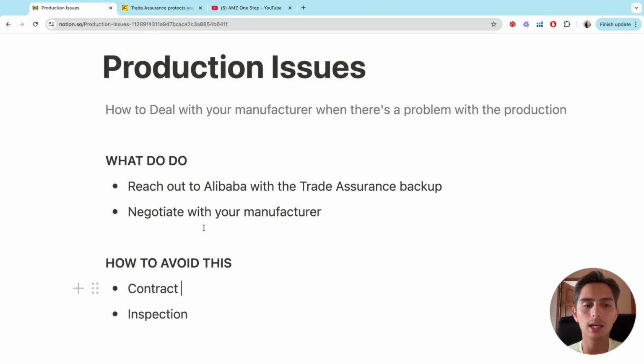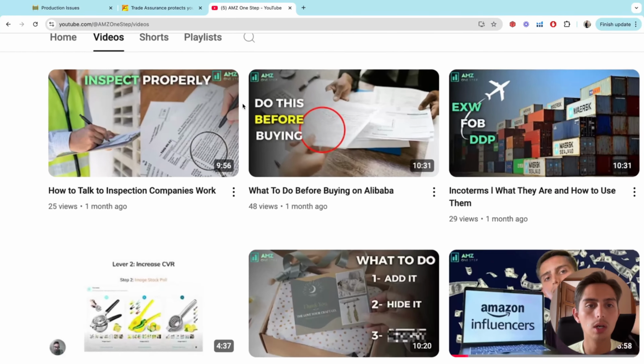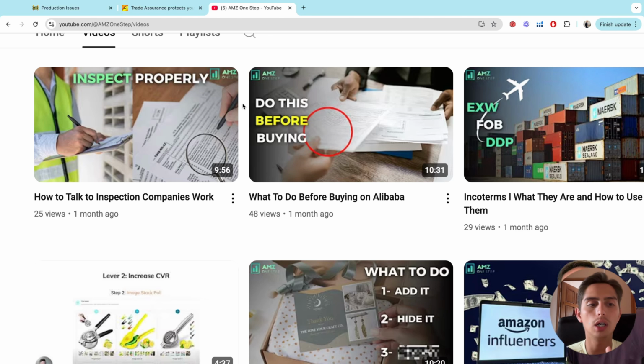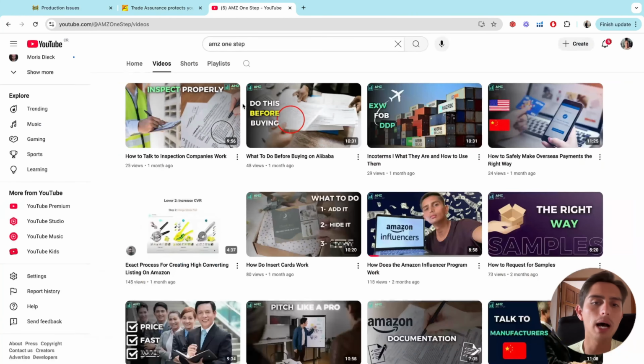So you have to have an inspection way before you buy, way before you pay them a single dollar. This is why you do this before you even pay a single dollar. It's just to avoid issues like this. So again, this is why the contract and this is why the inspection. We have some videos. I would definitely recommend you guys watch these two videos: how to talk to inspection companies, how to make an inspection, how to go about that, right? How does that work? Just watch these videos, guys, and what to do before buying on Alibaba.